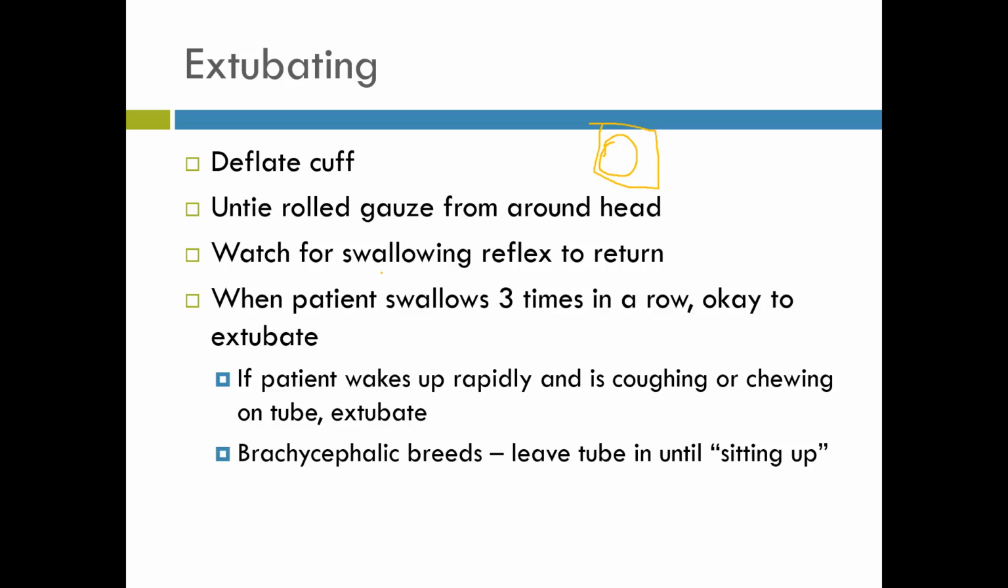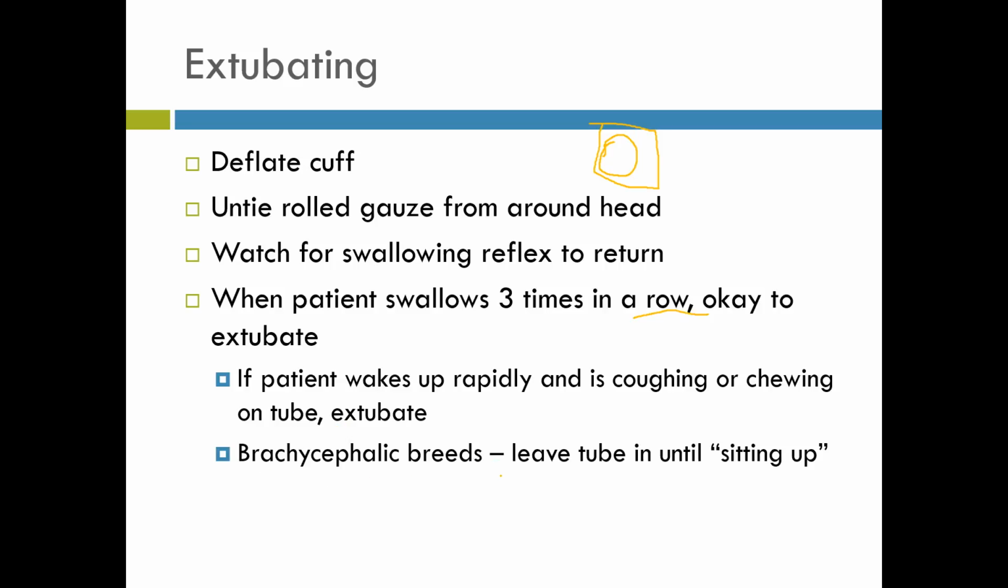We're going to watch for that swallowing reflex to return, and when the patient has swallowed 3 times in a row, not just 3 random swallows, like a swallow, then 5 minutes later, another swallow. No, it needs to be 3 consecutive times in a row at minimum in order to pull this ET tube out. Then it's okay to pull it out. If the patient wakes up rapidly and is coughing or chewing, then we pull it out as quick as possible.